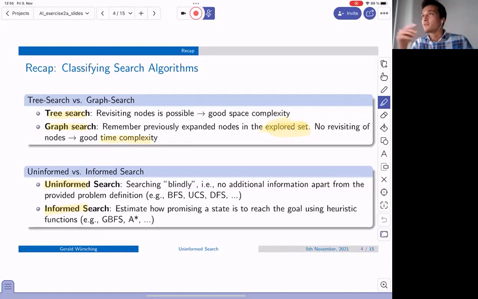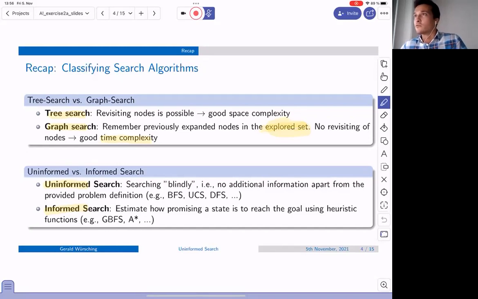Okay, then let me check if there were some questions. Will we go through exercise 2a or 2b? We'll only go over exercise 2a today. DFS and BFS, both tree or graph search? Yes, you can implement both algorithms, breadth first and depth first, as tree or graph search.